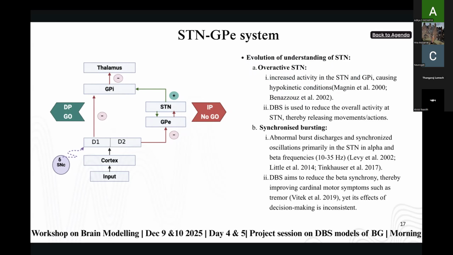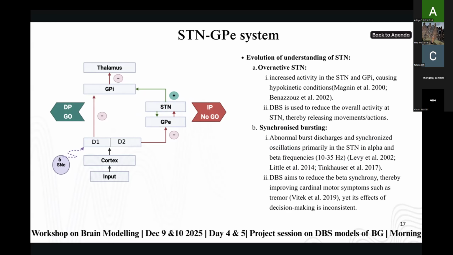Now, they used to think that DBS, or the deep brain stimulation which is given to STN here, used to reduce this overall activity, and thereby it releases the movements. That's how DBS used to work. Then, instead of saying randomly that it just increased the activity, they actually looked at what kind of activity happens at STN. And they observed that there are synchronized abnormal bursts that happen at STN, specifically in alpha and beta frequency, which is 10 to 35 hertz.